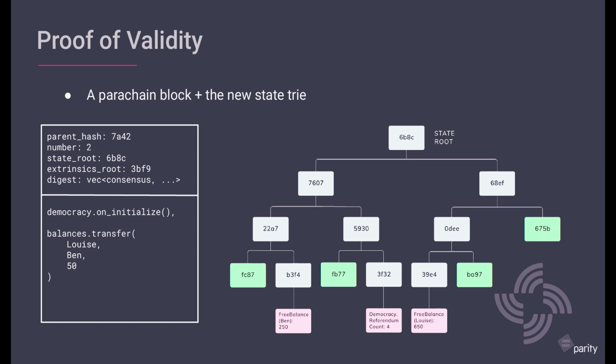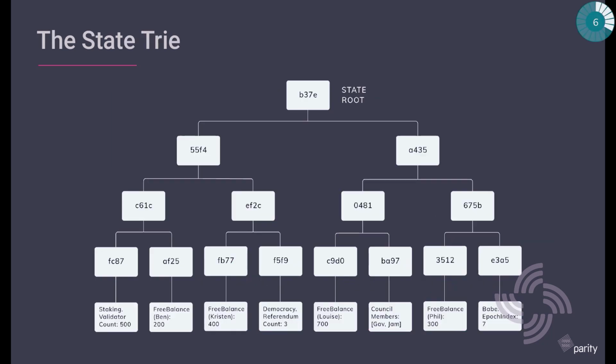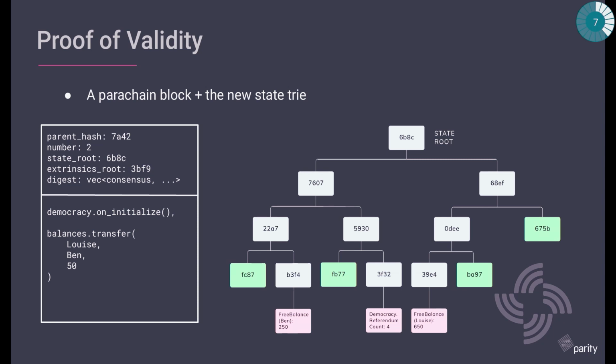So in order to validate this block that they're going to get from the parachain, they need a little bit extra info. So they're going to take a pruned state tree that only has the modified balances or the modified storage entries. In this example from the last one, Louise sent 50 tokens to Ben, so those balances changed, and then a referendum got added to the democracy storage item.